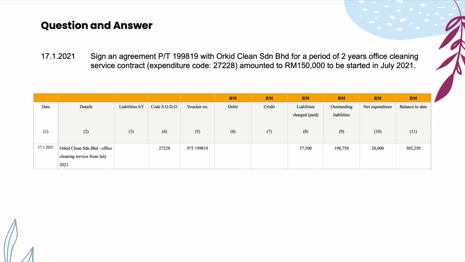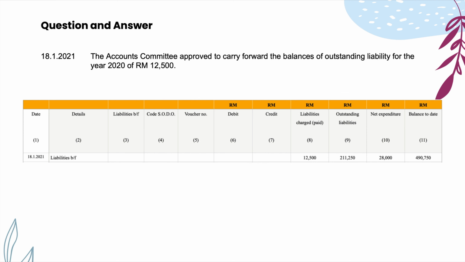But now the outstanding liabilities has increased to 198,750 ringgit, which is 161,250 ringgit from the previous liabilities transaction plus 37,500 ringgit. The 13th transaction is on the 18th January 2021.